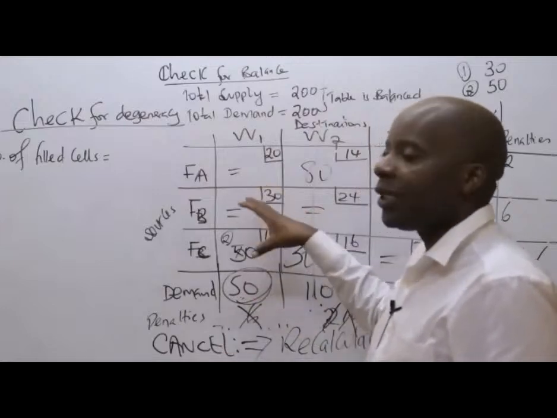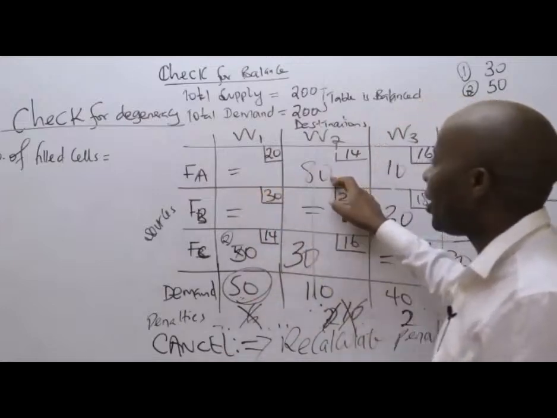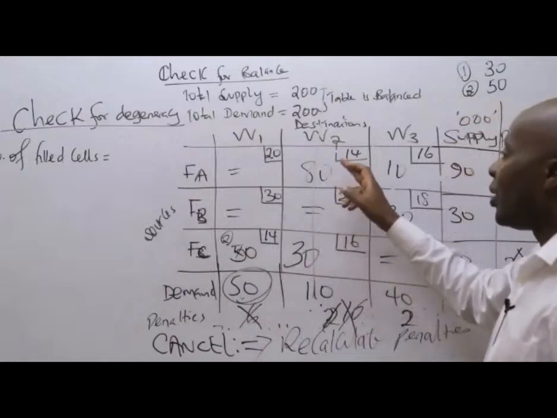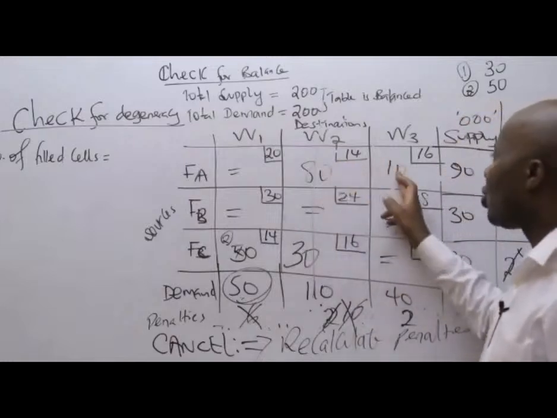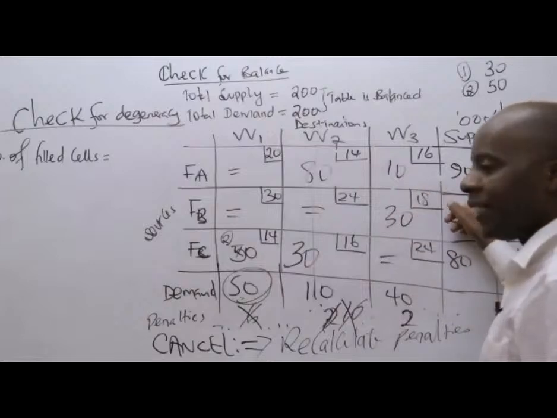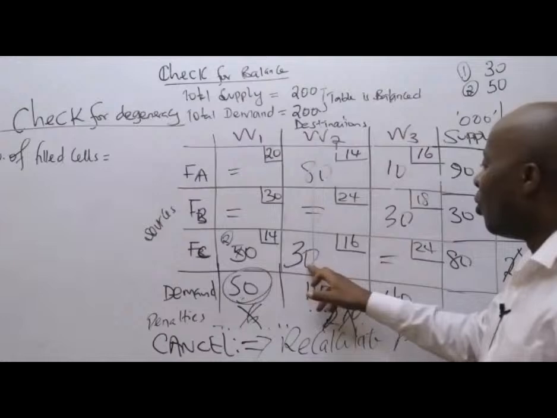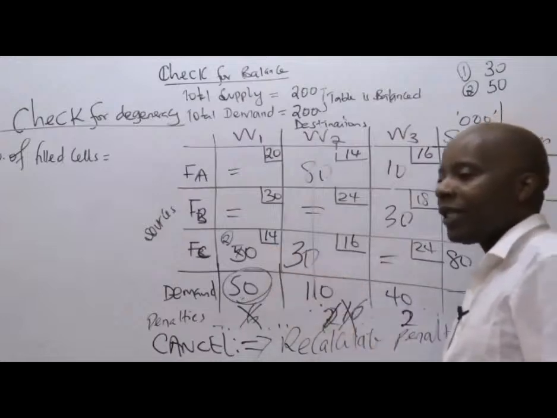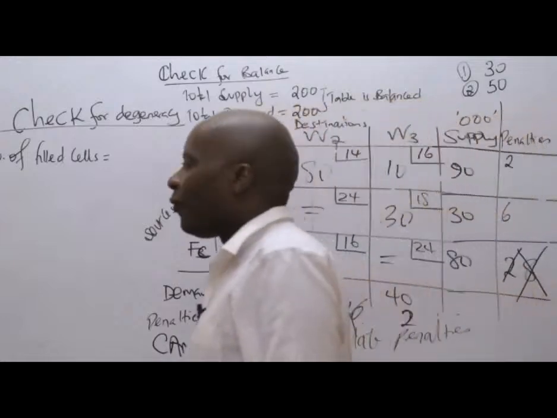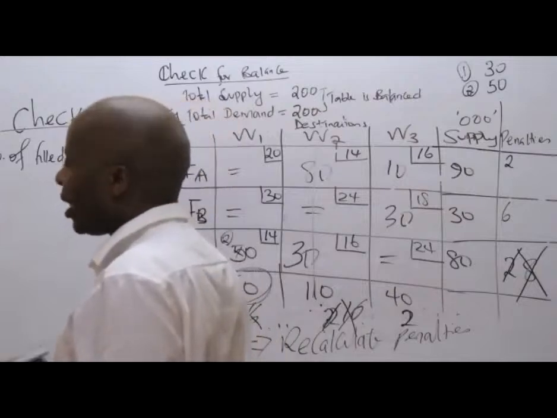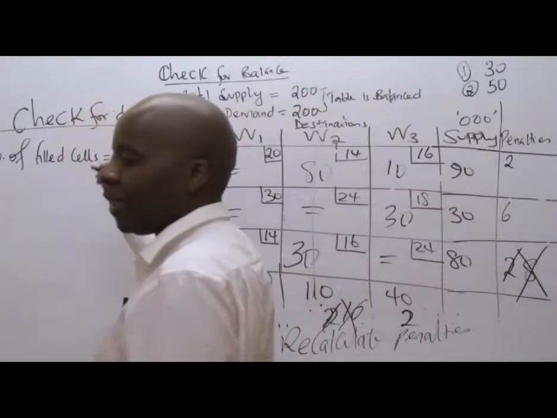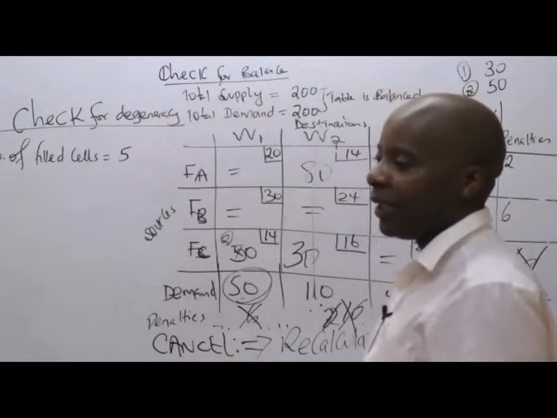Number of cells with units, like this has a unit. This has got units. So we have 1, 2, 1, 2. Don't count the supply and the demand. So we have 1, 2, 3, 4, 5. You can see when somebody has already gotten that. Number of filled cells, they are telling me they are 5.